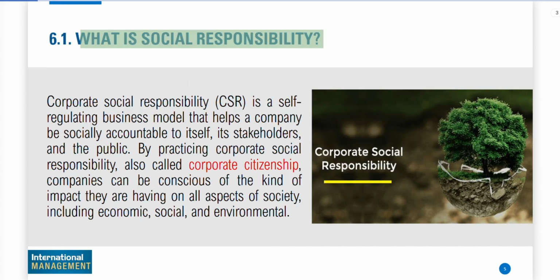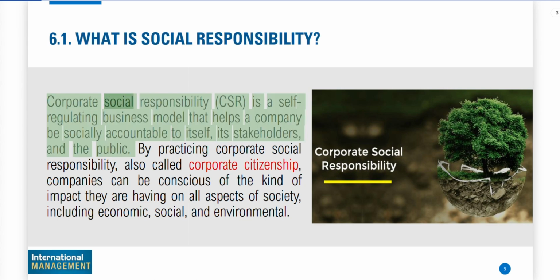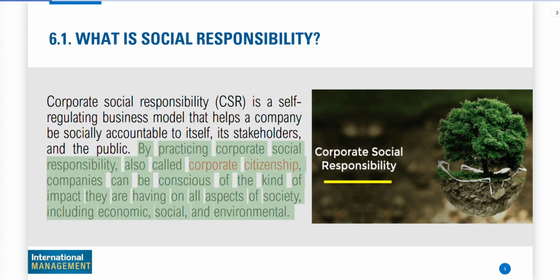6.1. What is social responsibility? Corporate social responsibility, CSR, is a self-regulating business model that helps a company be socially accountable to itself, its stakeholders, and the public. By practicing corporate social responsibility, also called corporate citizenship, companies can be conscious of the kind of impact they are having on all aspects of society, including economic, social, and environmental.